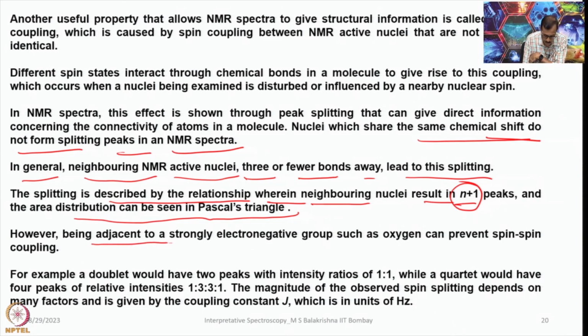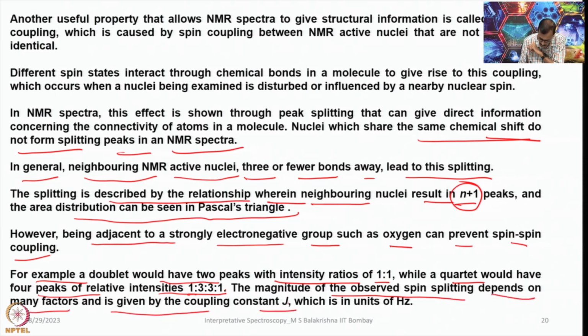However, being adjacent to a strongly electronegative group such as oxygen can prevent spin-spin coupling. That means if you have oxygen in between two methyl groups, it can prevent the interaction of these two groups. For example, a doublet has 2 peaks with intensity ratio 1:1, while a quartet has 4 peaks of relative intensities 1:3:3:1. This information comes from Pascal's triangle. The magnitude of the observed spin splitting depends on many factors and is given by the coupling constant J, in units of Hertz.